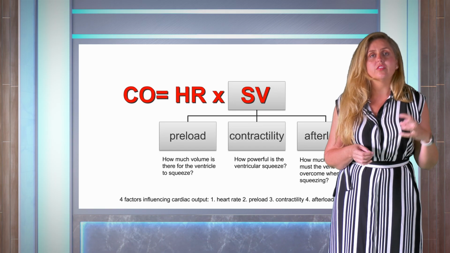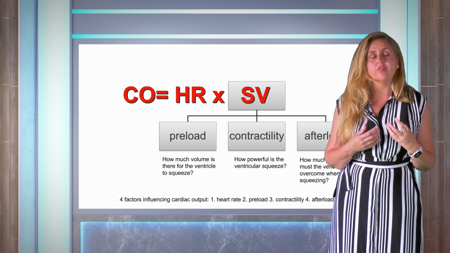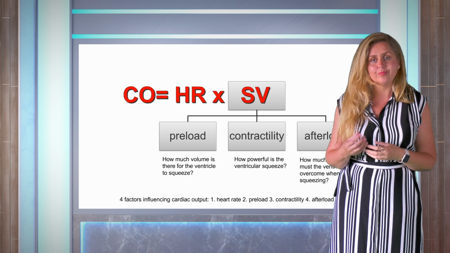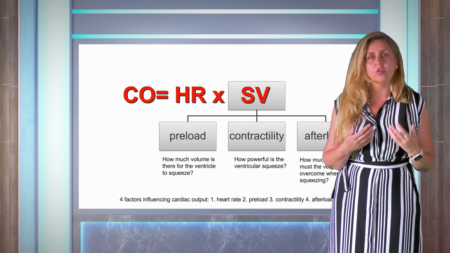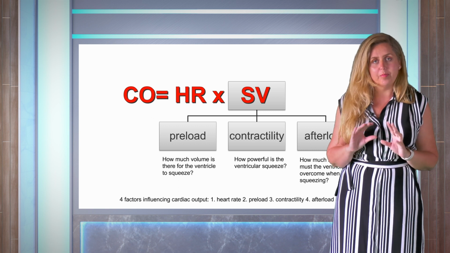Contractility is all about the strength or the force of that squeeze that the ventricle has. How powerful is the ventricular squeeze or contraction? That's all about contractility.